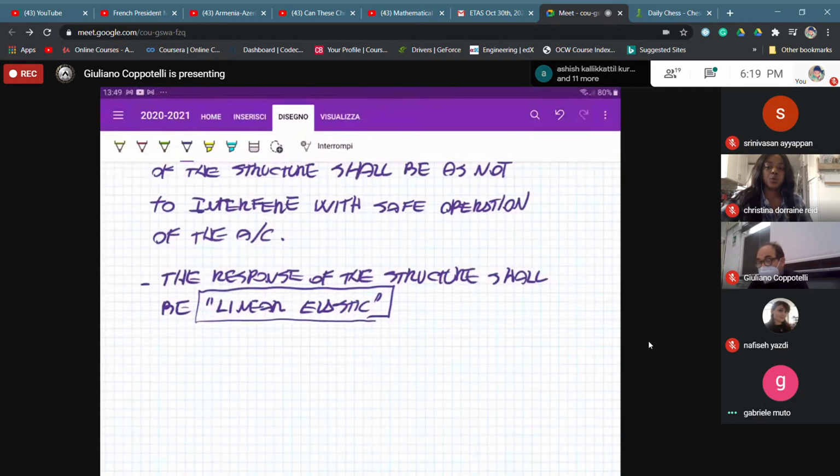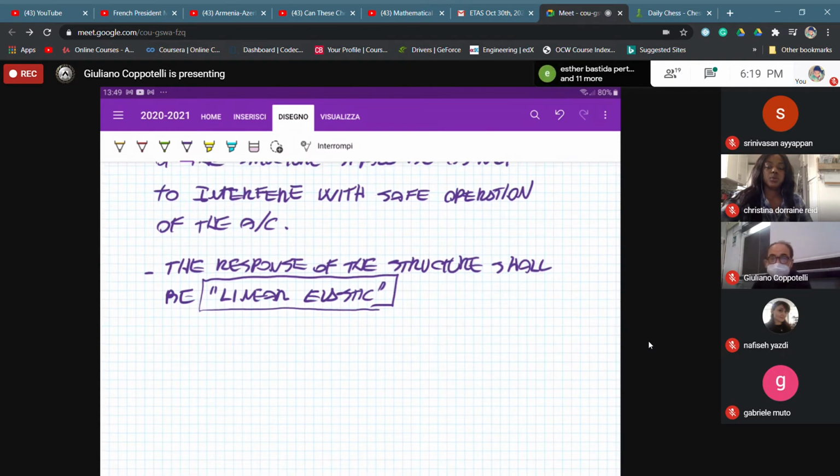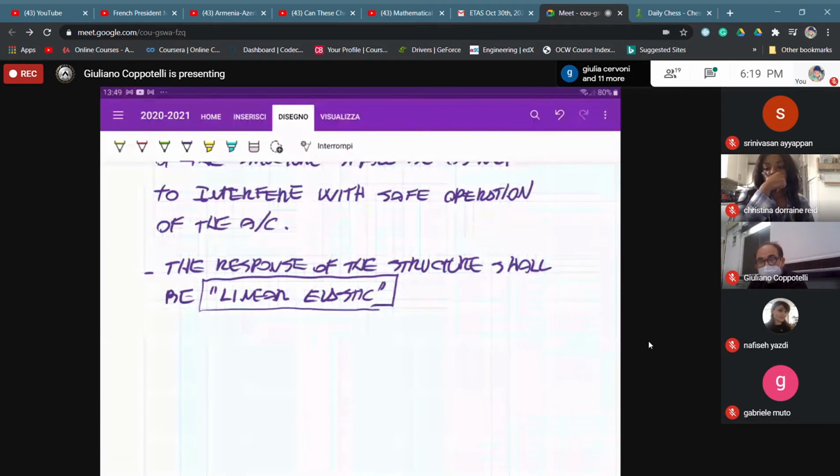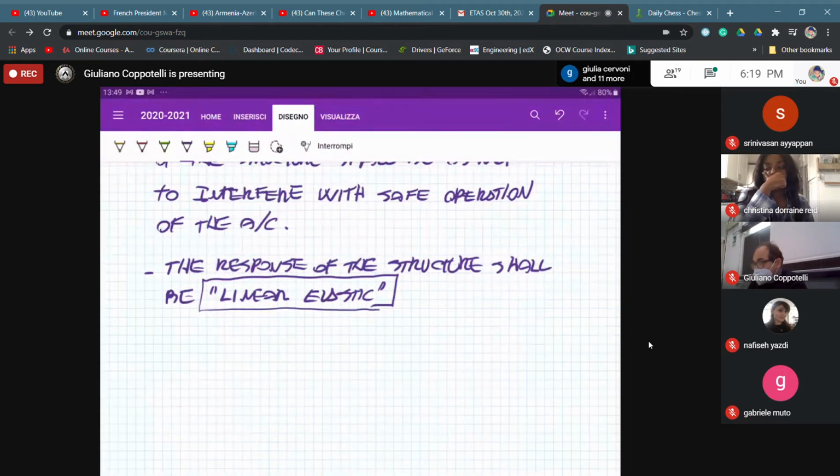Your colleague is telling that a possible way of checking the linear behavior is that the stress is not exceeding the yielding point. That's good, but you don't know what is the yielding point so far. You have to check that.